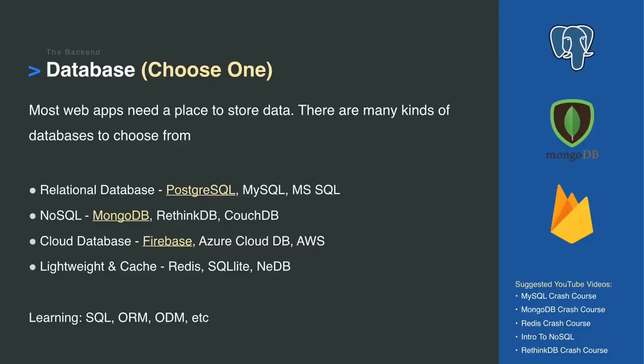RethinkDB is another one that's similar to Mongo. And you also have CouchDB. And there's a whole bunch of NoSQL databases. But like I said, Mongo is the most popular.